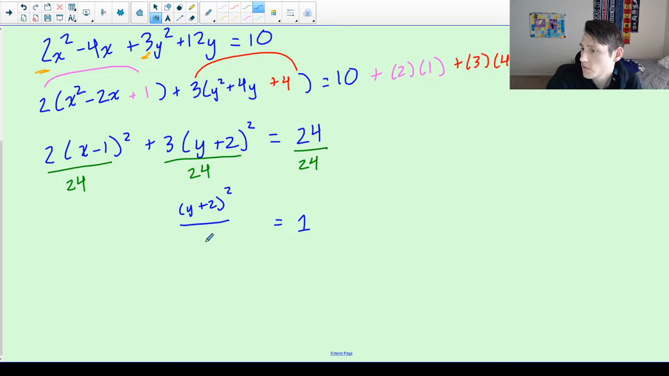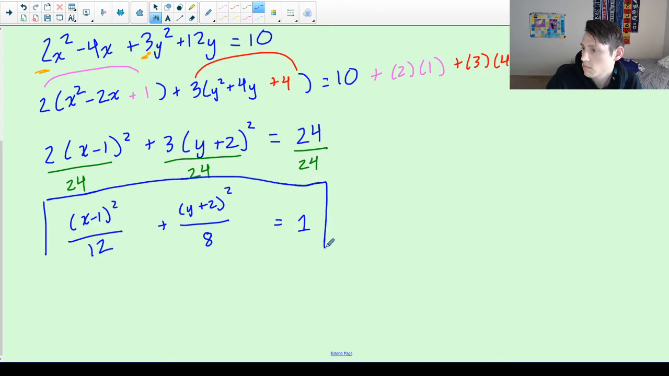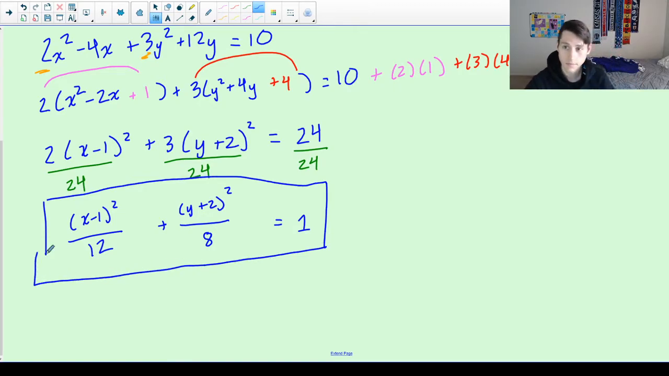So 3 over 24 simplifies into 1 over 8. 2 over 24 simplifies into 1 over 12. Great, box. So here's our ellipse. And again, once we have this in standard form, we could find the center, we could find foci, we can find vertices, co-vertices, we could graph it. We can do so many fun things.